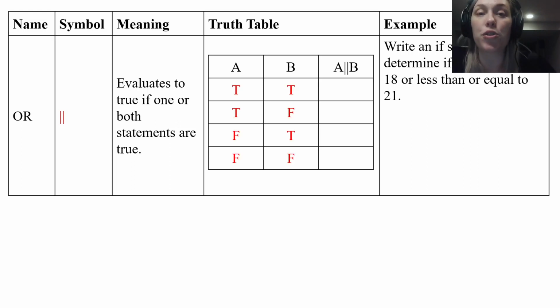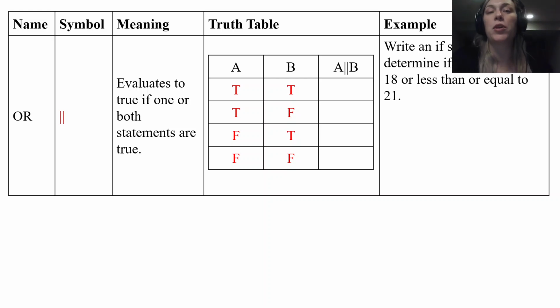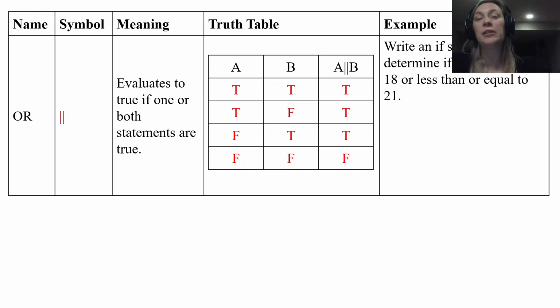So let's set up our truth table again. Again, A and B are just all possible combinations of true and false. Okay, so then the or, it evaluates to true if one or both statements are true. So if both statements are true, it's going to evaluate to true. Okay, if one statement is true, it'll also evaluate to true. Okay, but the second both are false, it's going to evaluate to false. So that's your or.